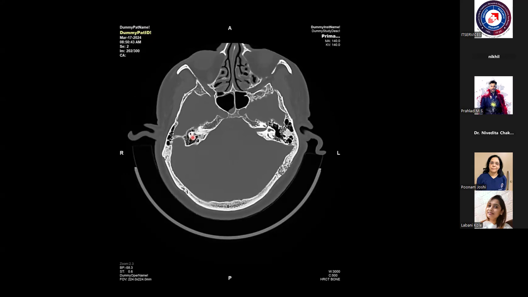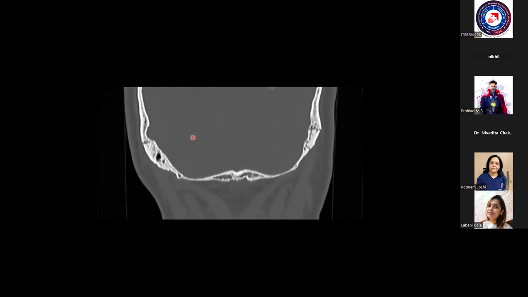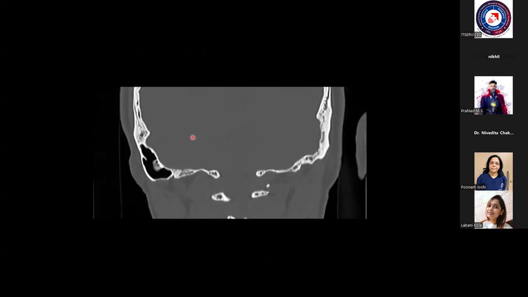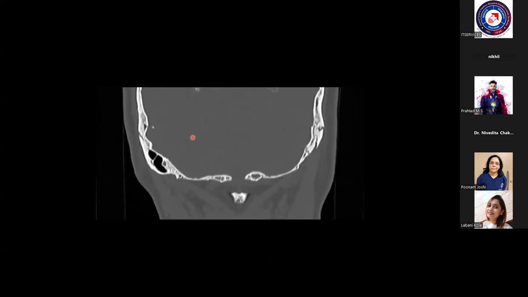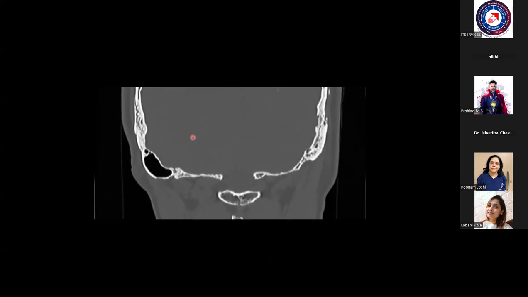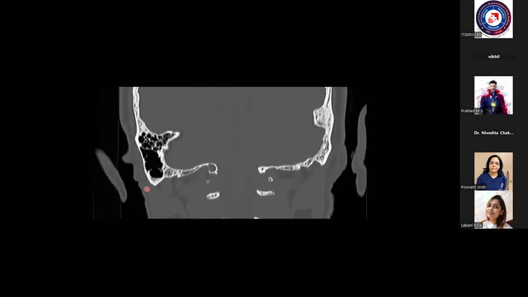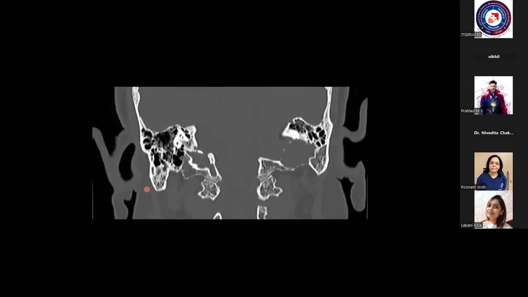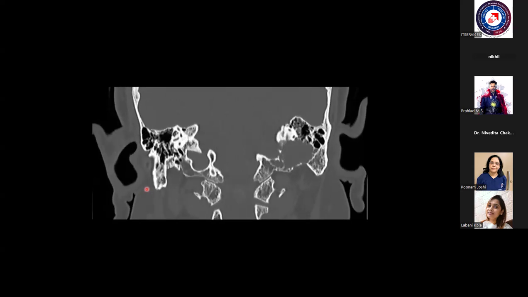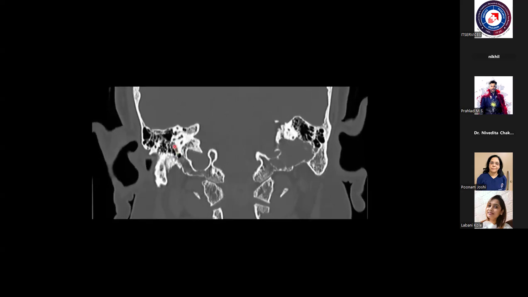Okay, so I'll just show you in a better way in the coronal plane. So this I'm coming from posterior to anterior. This is the coronal plane, and now I'm coming from posterior. You can see the mastoid antrum over here, air-filled cells. Now I'm coming anteriorly. Okay, so this you see, this is the mastoid segment of the facial nerve.